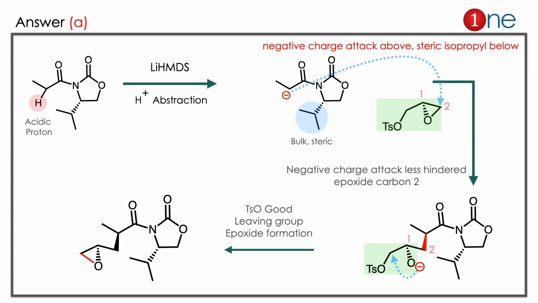Here you have to learn two things. One is that when attacking, you have to always look for the bulky group because it dictates the stereochemistry. The second thing is that if you have a good leaving group as well as strain in the system, always think of consecutive reactions.